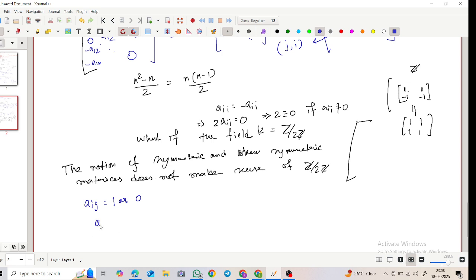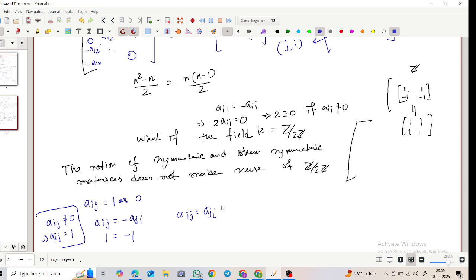Now, if you take aij equals minus aji, suppose aij is not equal to 0, that implies aij is 1. Automatically you have no other choice. So if aij equals minus aij, you get 1 equals -1. That is always true, since 1 and -1 are equal over Z2. So always aij equals minus aji and always aij equals aji. Understood? There is no difference between skew and symmetric, so it doesn't make any sense to talk about symmetric and skew symmetric over Z2.